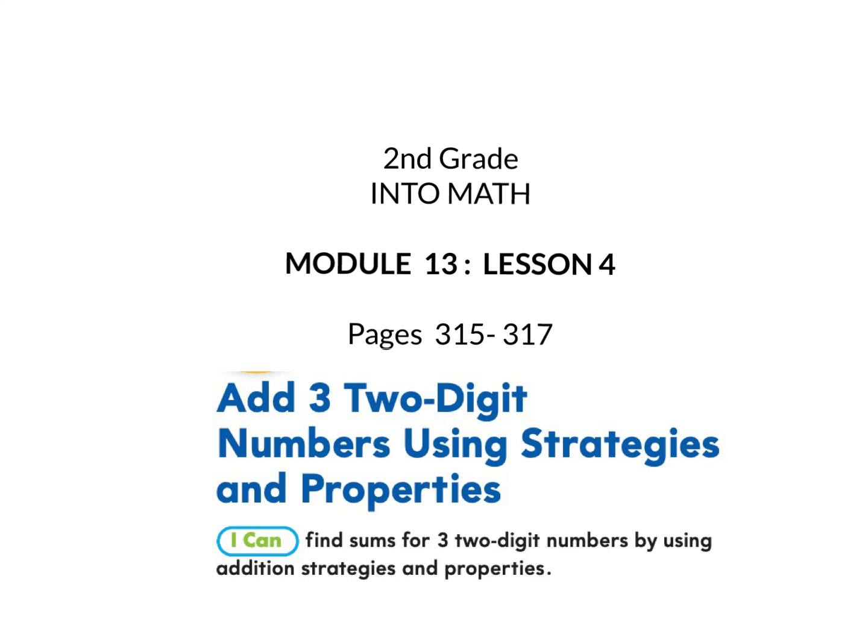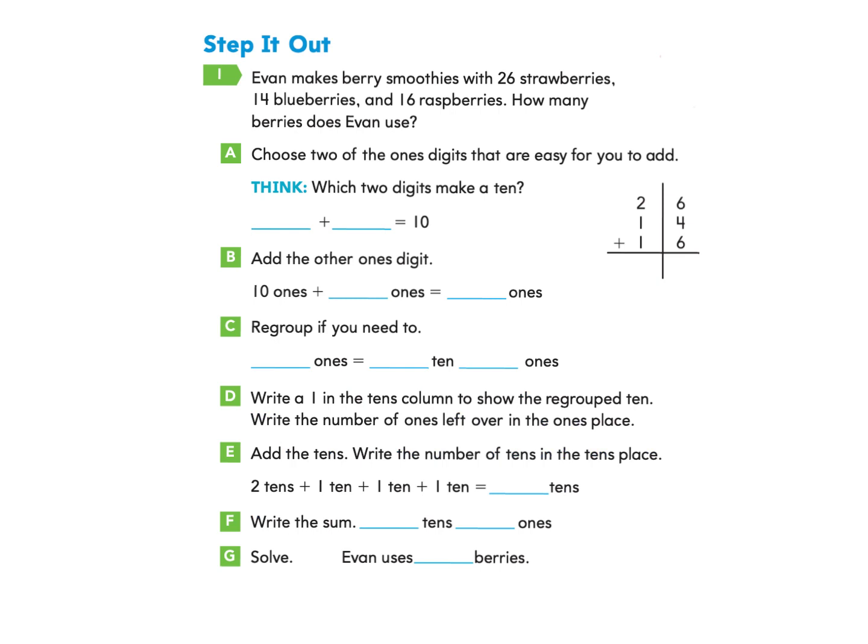This is Into Math, 2nd grade, Module 13, Lesson 4. We are going to start on page 315, and we are looking at adding three two-digit numbers using strategies and properties. I can find sums for three two-digit numbers by using addition strategies and properties. Please gather your workbook and a pencil and turn to page 315.